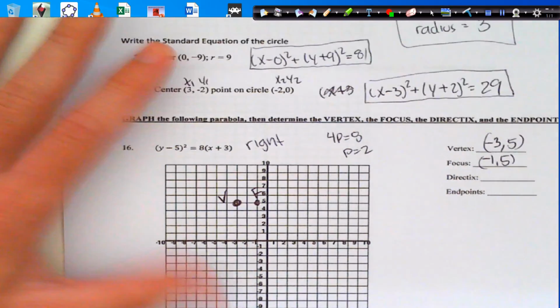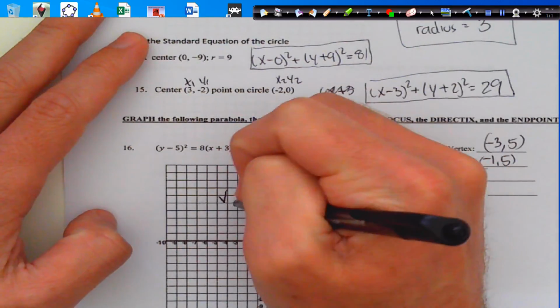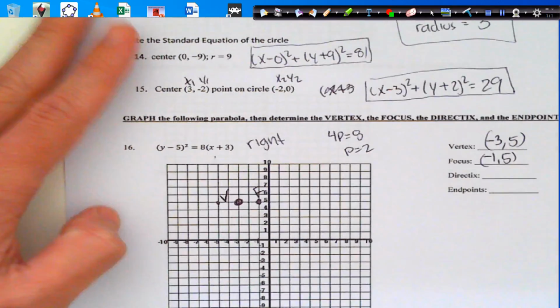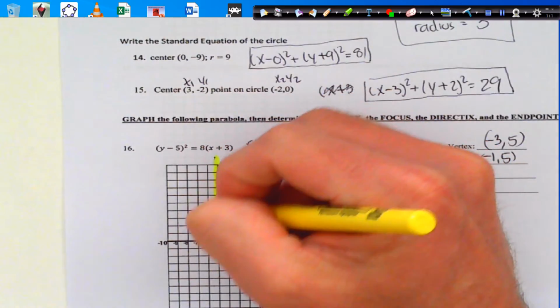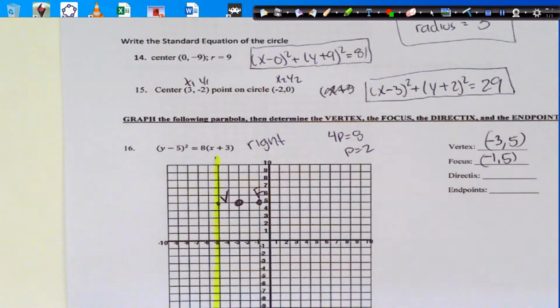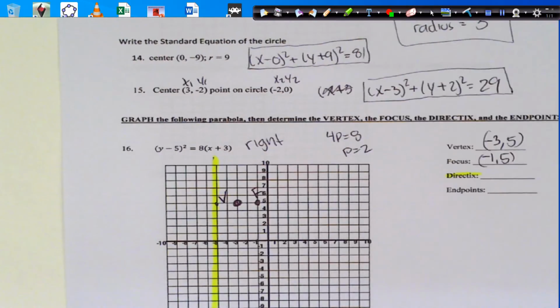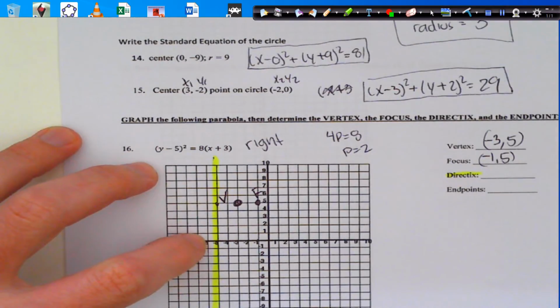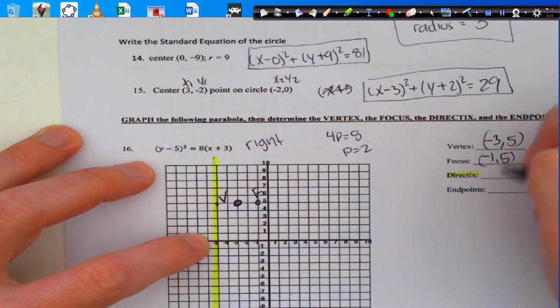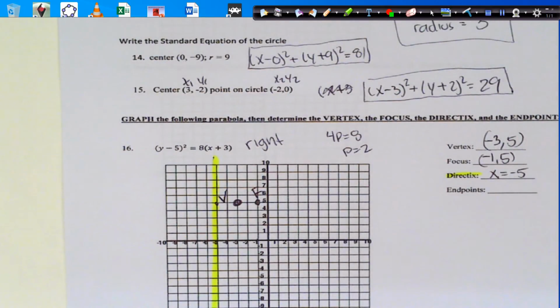The directrix is the exact opposite way. So it's back 2, and it's a line. And I'm actually going to use a highlighter so it's a lot easier to see. So that's the directrix. It's a line. And it is hitting at -5 on the x, so it's just that x equals -5. So directrix is always going to be either an x equals or y equals. It hits the x, so it's an x equals. If it hits the y, then it's a y equals.